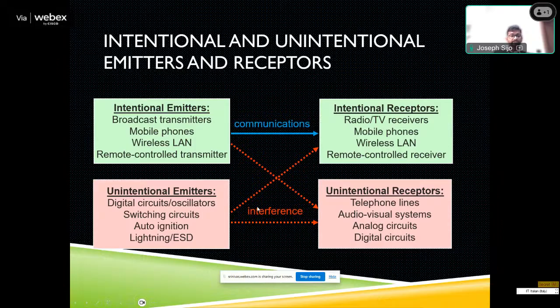Interference also occurs in switching and digital circuits, auto ignition, electrostatic discharge and lightning, which affect unintentional emitters. In the same way, telephone and audiovisual analog and digital circuits are affected very easily by interference from other devices.